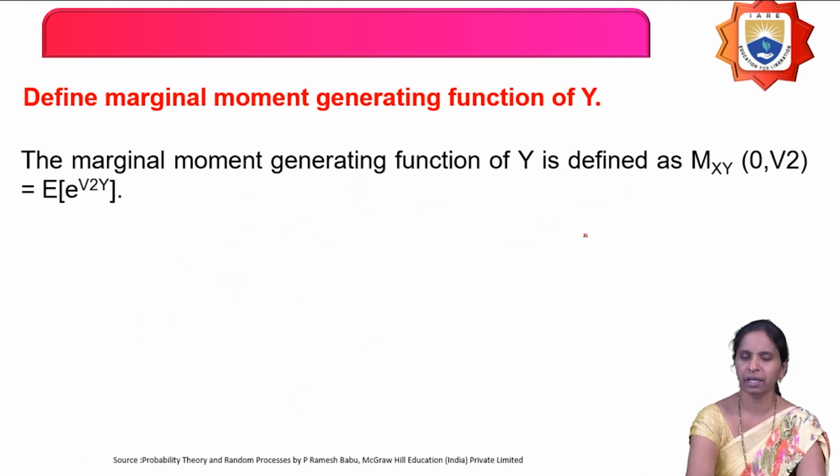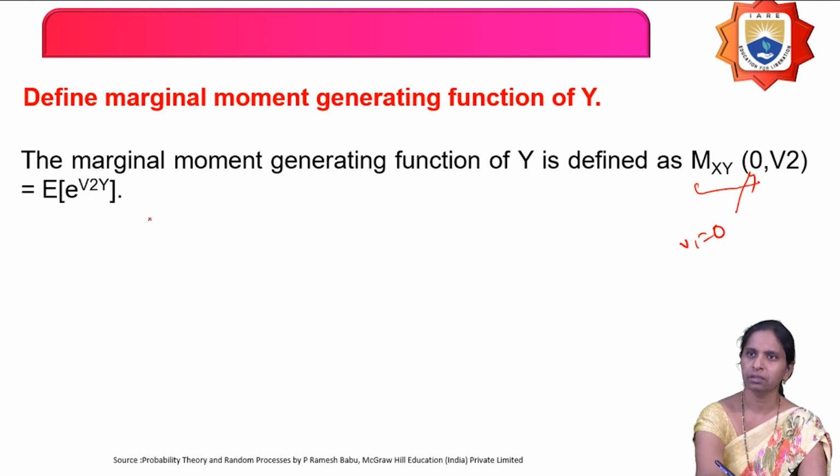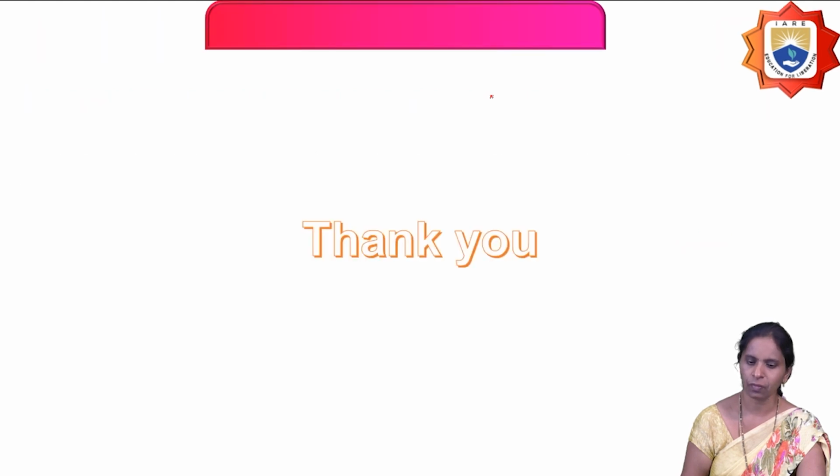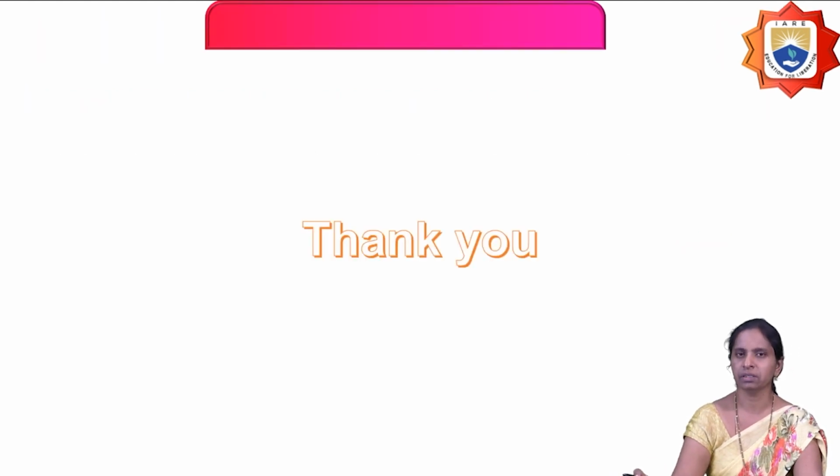Similarly, you can define the marginal moment generating function of the random variable y. In the joint moment generating function, if you substitute v1 equals 0, then you can obtain the marginal moment generating function of random variable y. So in this lecture, we have discussed the characteristic function and moment function, which are used to calculate the moments about the origin. We have seen the moments about the origin, joint moments about the origin, and joint central moments, which are also called the moments about the mean.